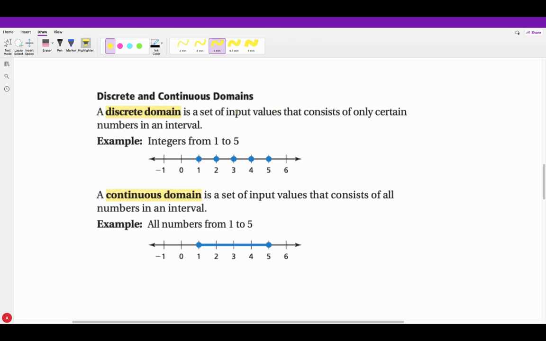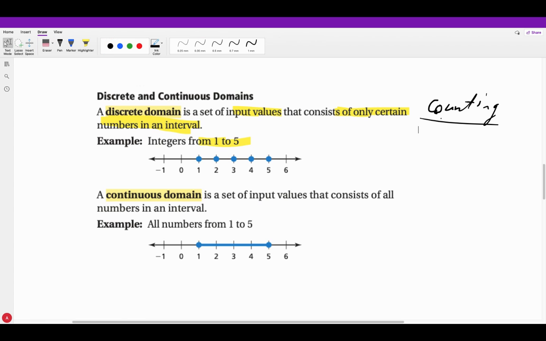All right, so first, what is a discrete domain and what is a continuous domain? Well, a discrete domain is a set of input values that consists of only certain numbers in an interval. And it says from here, example, integers from 1 to 5. So what we can think about discrete is counting, like counting numbers. If you think about our natural numbers, 0, 1, 2, 3, 4, 5, all whole numbers, that's usually what we are seeing when we have a discrete domain. It's something that is going to be a finite number of set.